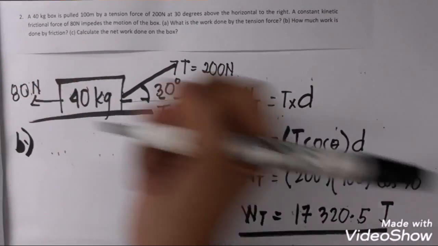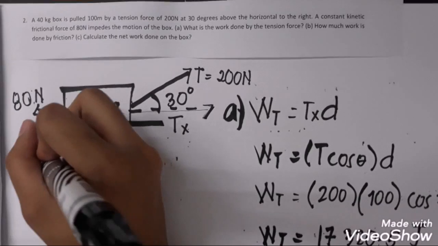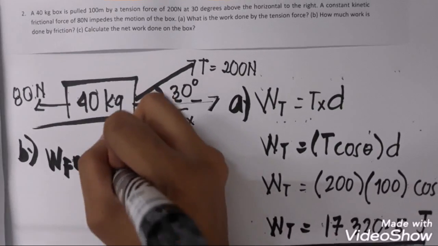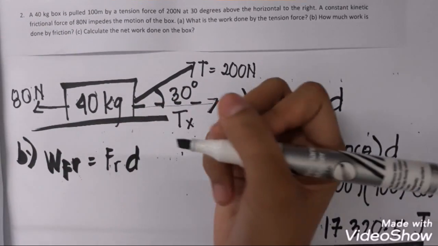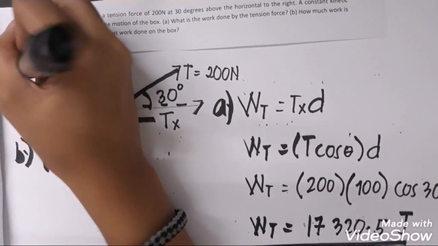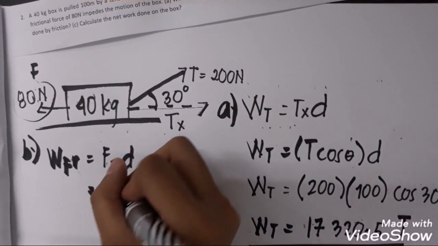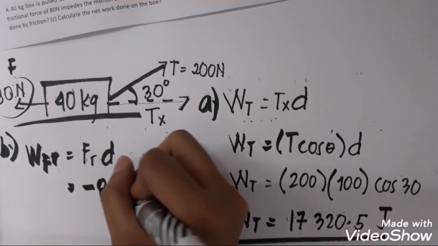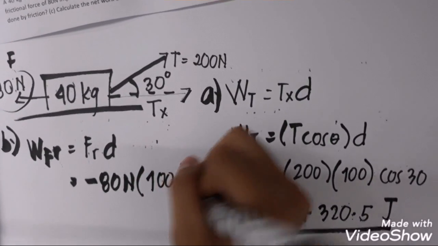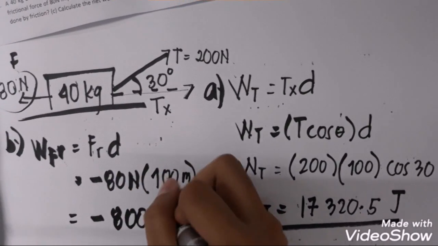In question B, how much work is done by friction? So work of friction is equal to Fr times the displacement. Because our frictional force here is going to the left, that means it's negative. So negative 80 Newton times the displacement of 100 meters is equal to negative 8,000 joules.